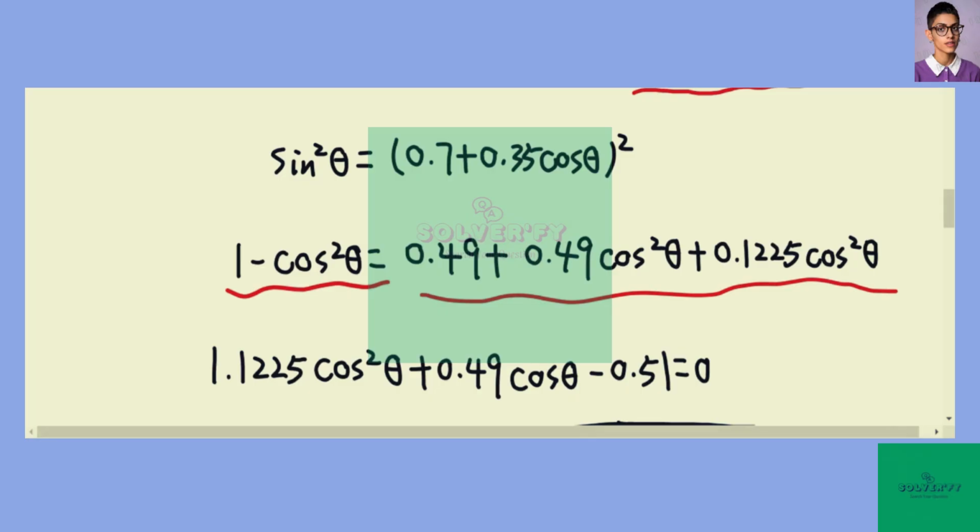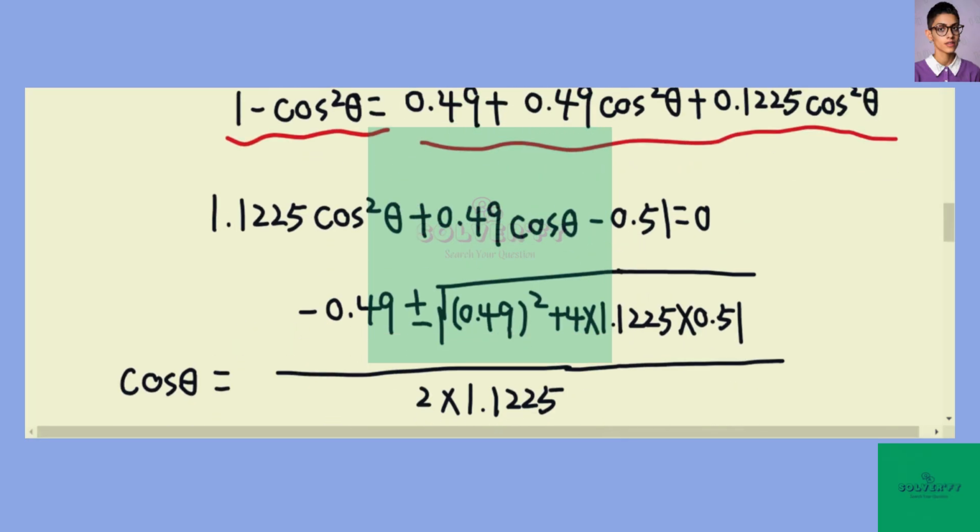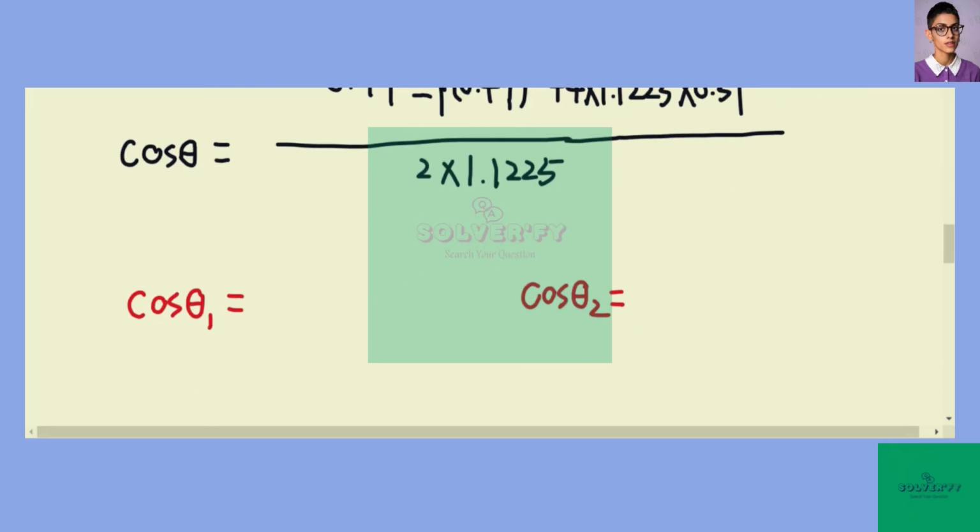Now we can apply the quadratic formula to determine cosine theta. So cosine theta is equal to negative 0.49 plus or minus the square root of (0.49 squared plus 4 times 1.1225 times 0.51), over 2 times 1.1225. Eventually the first solution, cosine theta 1, should be equal to 0.49, and the second solution should be negative 0.93.